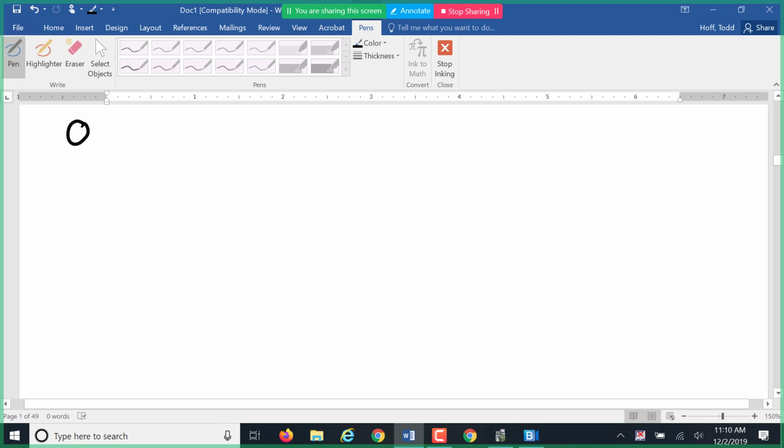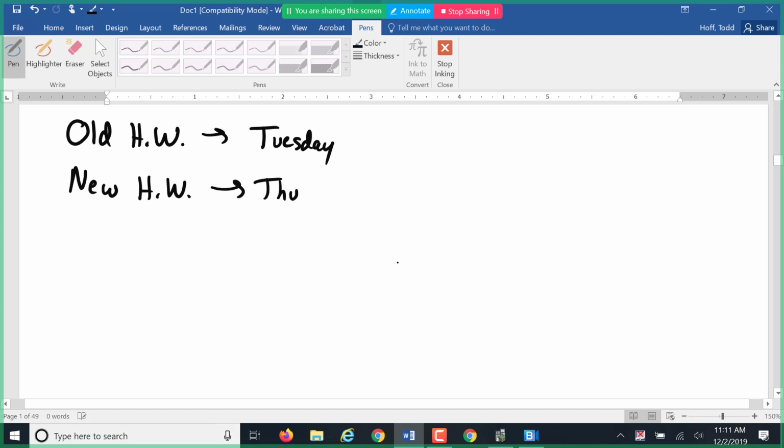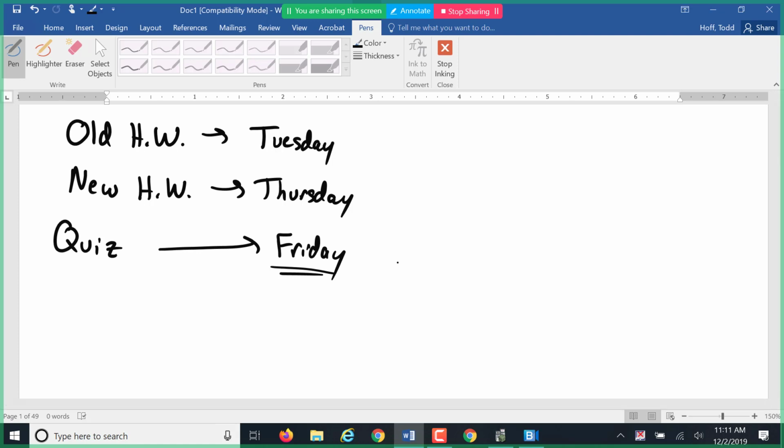So anyway, we have an old homework on the material from last Monday that is due tomorrow. We have new homework on the material from today that'll be due Thursday. And if you get done with those, there is a quiz on that material. It'll be due Friday. So that quiz for Friday will contain material on rotation of axes and then on these parametric and polar coordinates and equations.